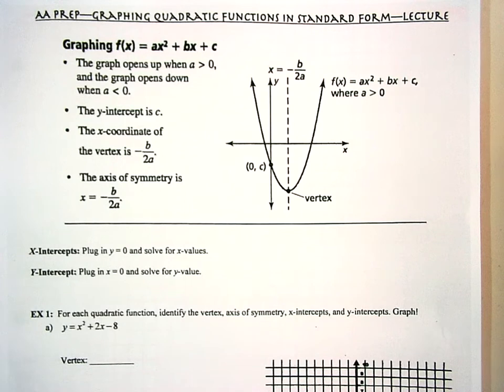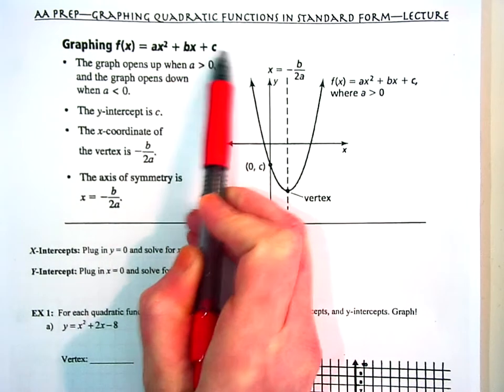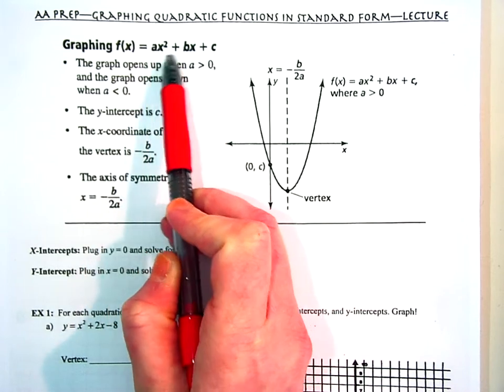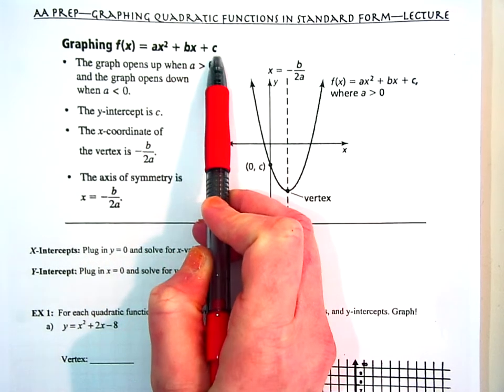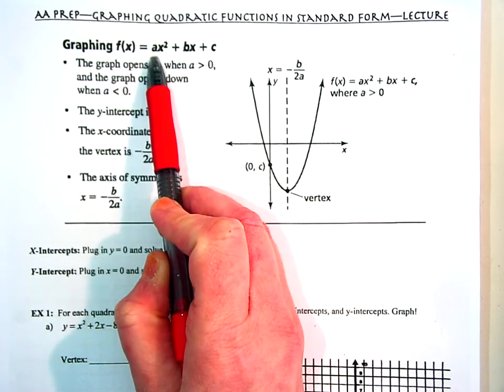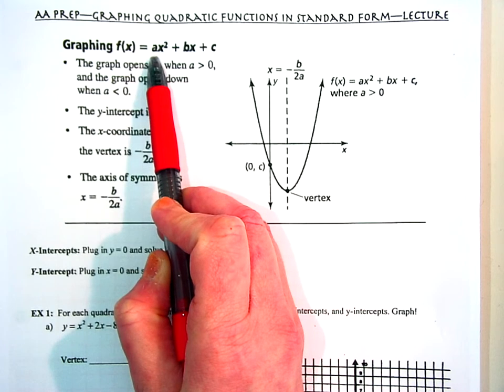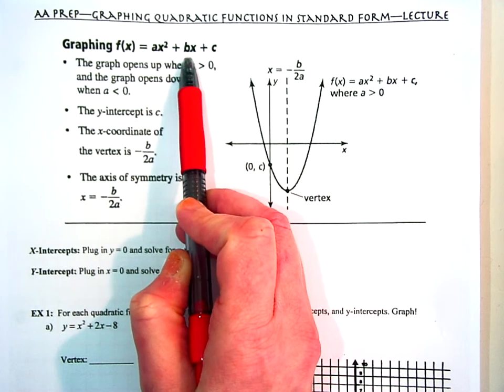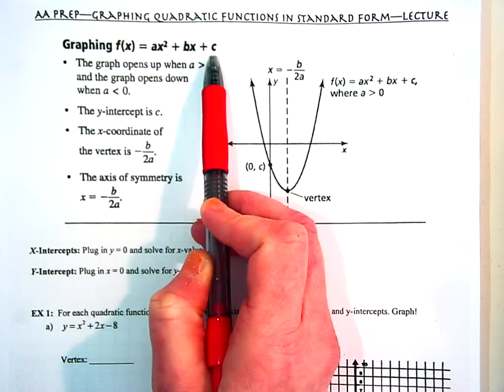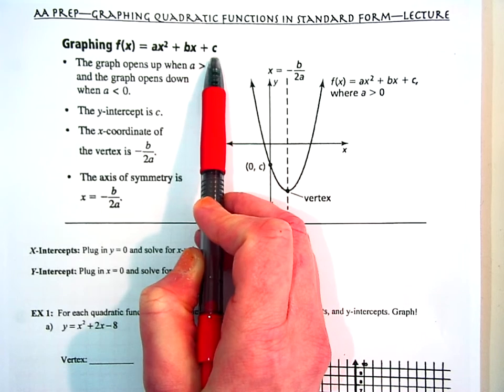All right, today we're taking on graphing quadratic functions in standard form. So first up, we're looking at our function that is in this structure. So we have ax squared plus bx plus c. So we think of the a as our quadratic coefficient, b is our linear coefficient, c is our constant.